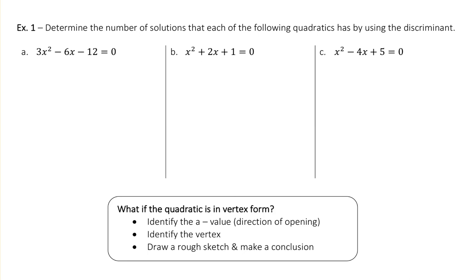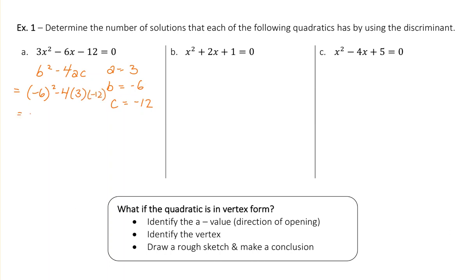Okay, so determine the number of solutions that each of the following quadratics has by using only the discriminant. So I don't want you to use the entire quadratic formula, although it will give you the same answers. It will give you the actual values. I just want to know how many solutions. So write the discriminant out, b squared minus 4ac, and in this equation, a is 3, b is negative 6, and c is negative 12. So plug in those values as you see. Negative 6 squared minus 4 times 3 times negative 12.